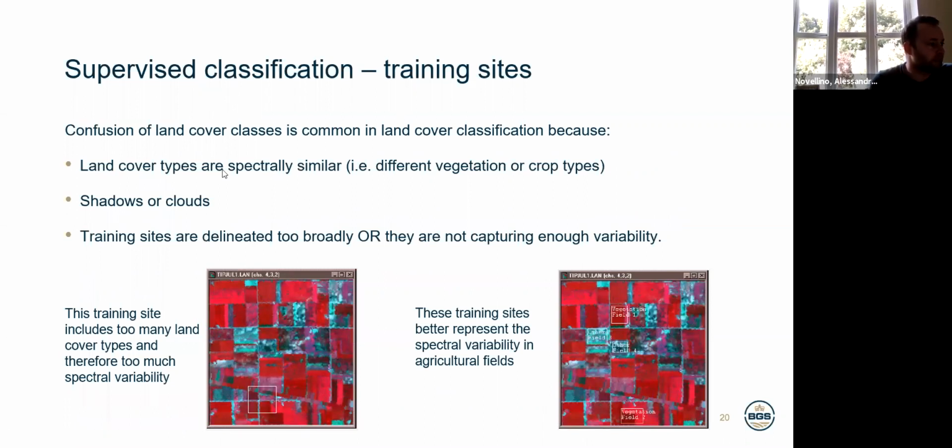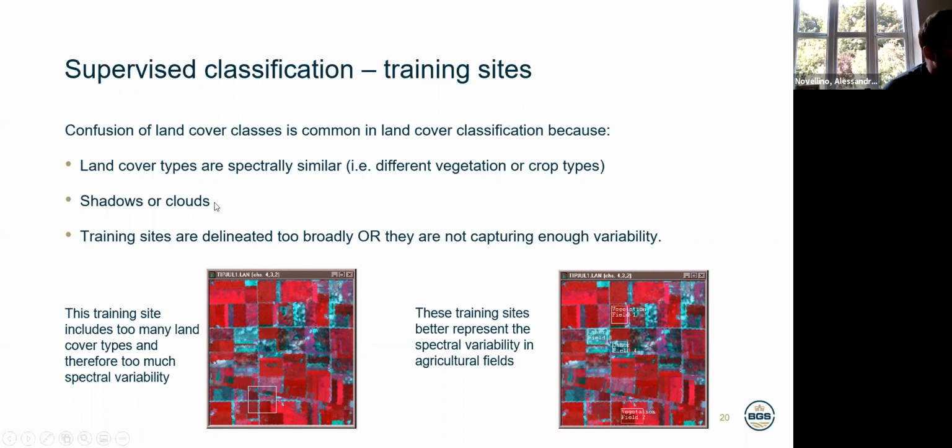It's important that land cover types are spectrally similar. So for example, you can see an example here. We want to select a training site for agricultural areas. It's better we take this type of training site, because in the other case we have too much variability. We have a road in it, and also different vegetation with different reflectance. So it's much better to keep a uniform training site.